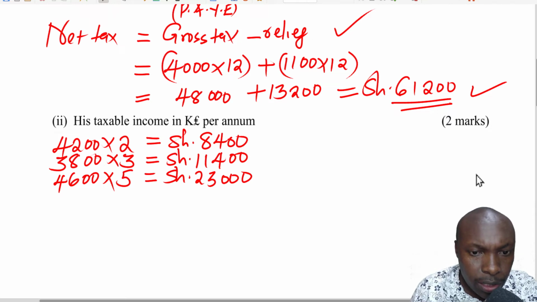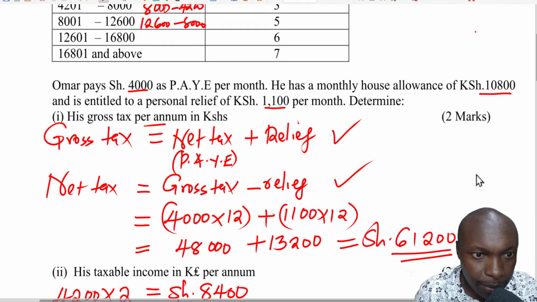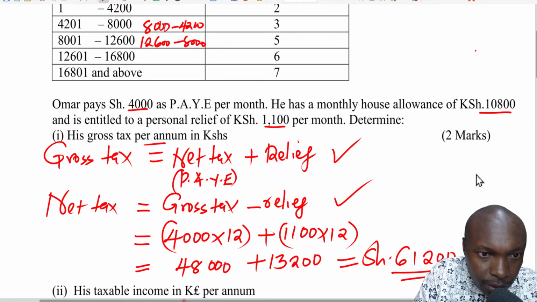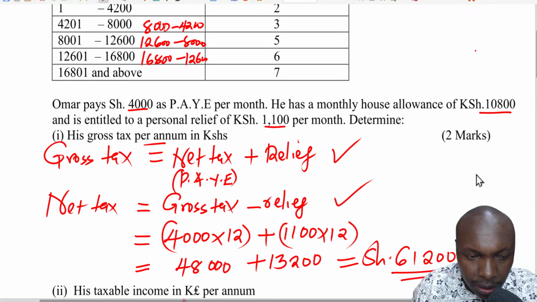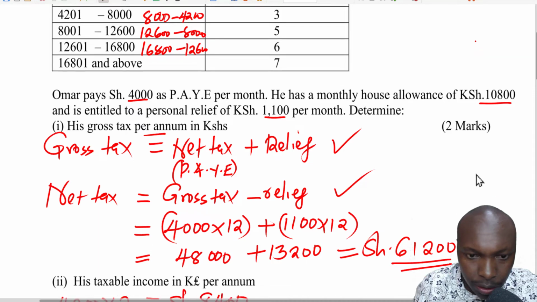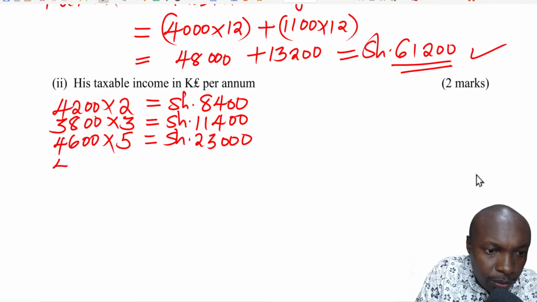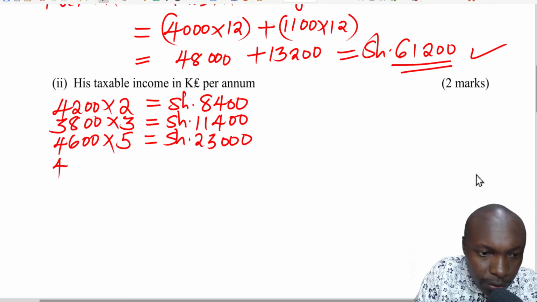Still, when you add 8,400, 11,400 plus 23,000, we still have not reached the amount. So we can do a test: if we go to the next slab, will it exceed the tax? Let's see. The next slab is 16,800 minus 12,600. The size of that slab will be 4,200.